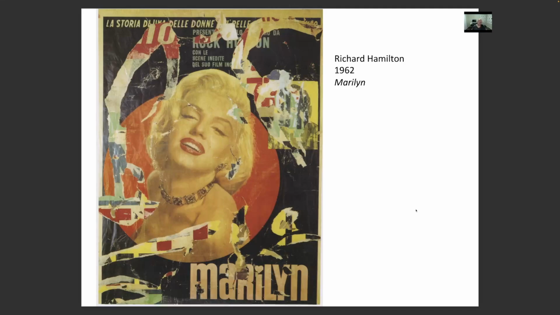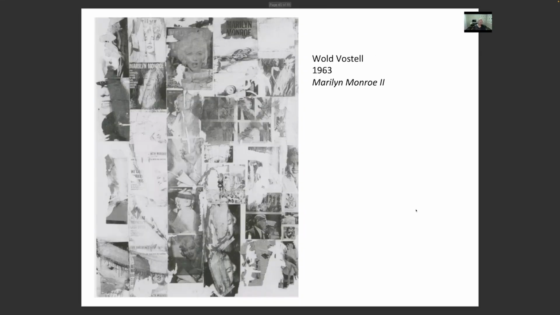Richard Hamilton's portrait of Marilyn. Of course, Marilyn Monroe is every pop artist's favorite subject matter. Here's another Marilyn. This one is interesting because she's sort of grayed out. You can almost see her disappearing as if it's mimicking her death.